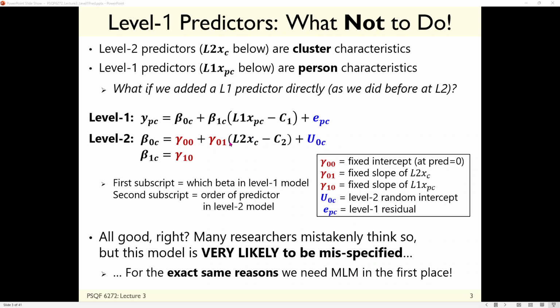Okay? So what this looks like it should do is, gamma 01 is the fixed slope of level 2 X. Gamma 10 is the fixed slope of level 1 X. Not confusing at all, right? No, not at all. Think of it as a grid.